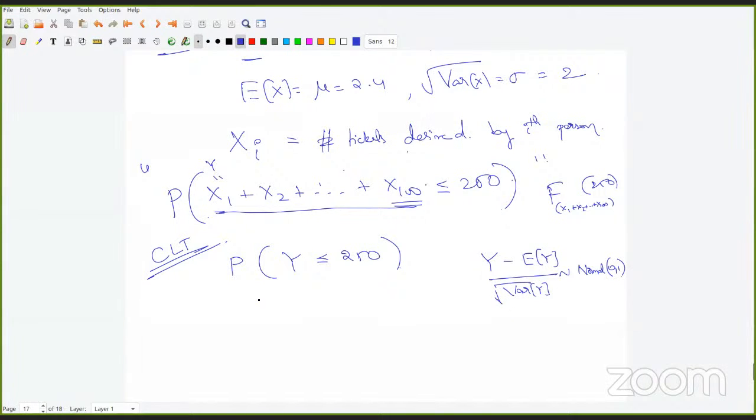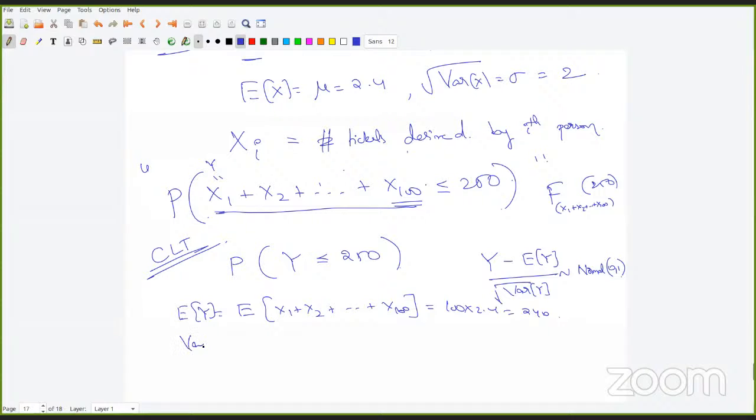So what is the expected value of Y? It's 2.4 into 100. This is the expected value of X, so it will be 100 times 2.4, which is 240.